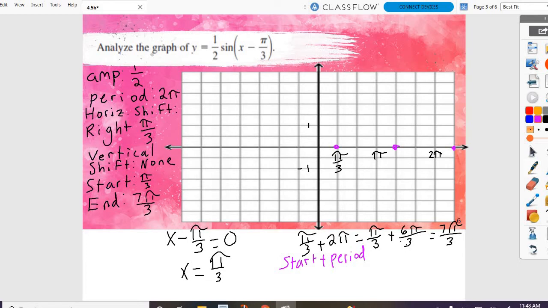Where'd you get 8 pi from? Because you add pi over 3 and 7 pi over 3. Yeah, so you add together whatever you're trying to find the middle of. So pi over 3 plus 7 pi over 3 gives us 8 pi over 3, and then divide by 2 gives us 4 pi over 3.